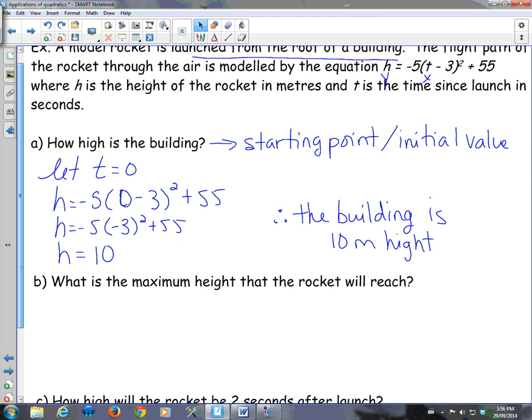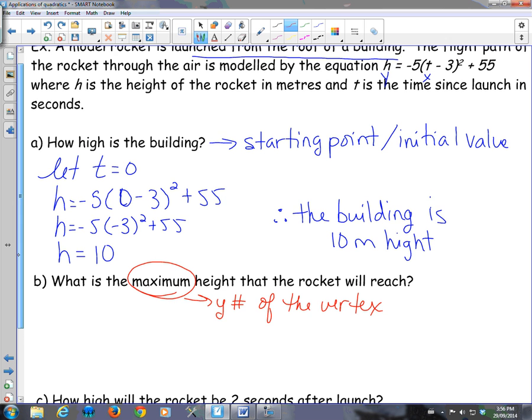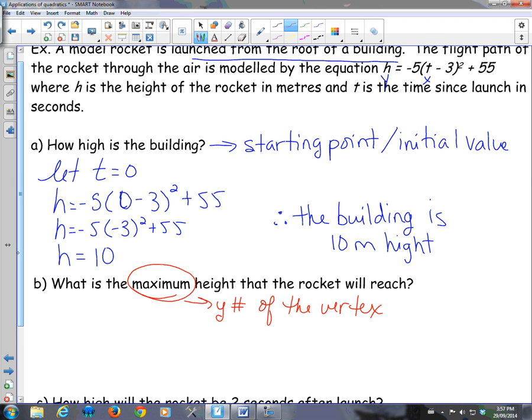What is the maximum height that the rocket will reach? There's that term, maximum. We talked about it previously. The maximum refers to the y number of the vertex. If we don't have a graph, we want to make sure our equation is in vertex form, and it is. And we can read our vertex right from our equation. Our vertex will be (3, 55). So the y number of the vertex is 55. So the maximum height of the rocket is 55 meters.